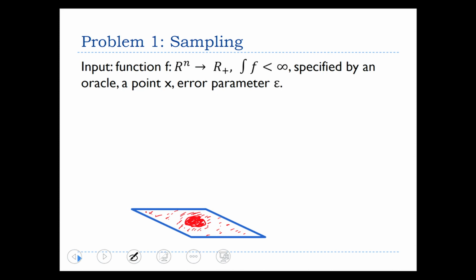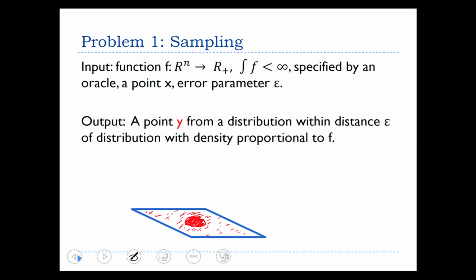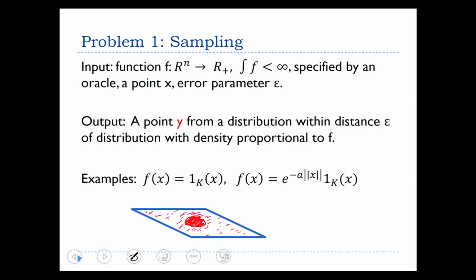Okay, so this is the problem. You have an input function, and you'd like to generate a point which is within distance epsilon, let's say total variation distance epsilon, of the density proportional to S. That's the sampling problem. So you could have, for example, the indicator of a set or some function restricted to a set and so on.